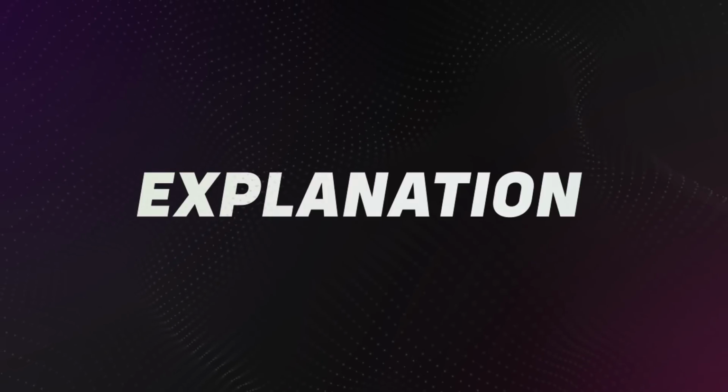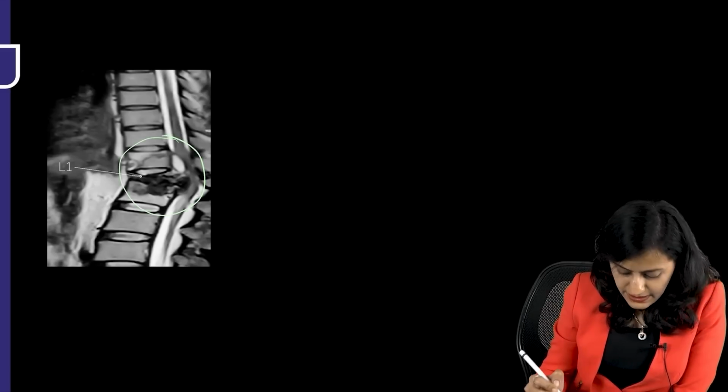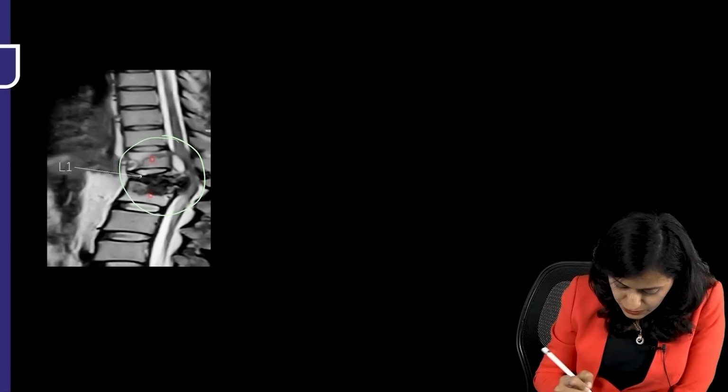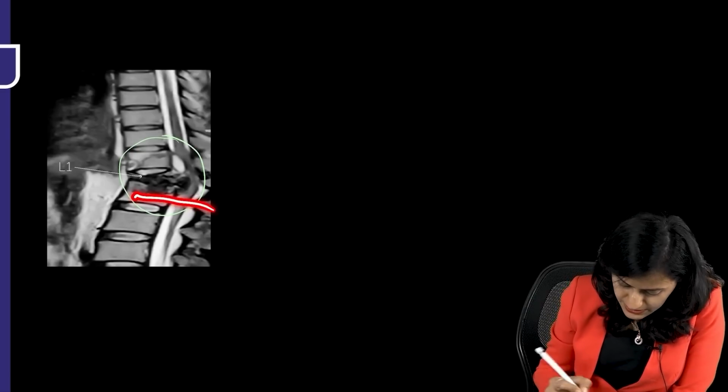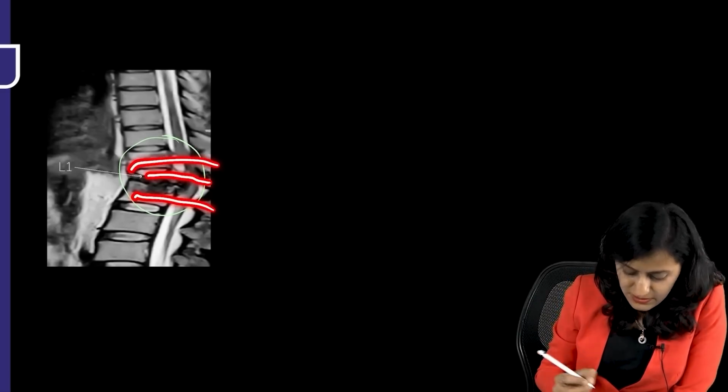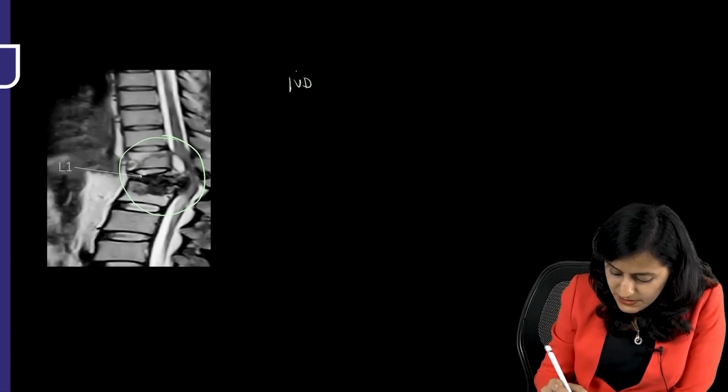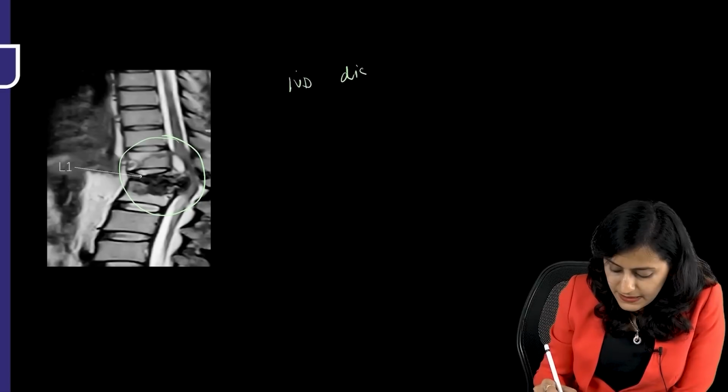Here's the explanation. This is the abnormal area that we are seeing here. It is not just one vertebra, there are 2 vertebrae involved with the intervertebral disc also gone here. More than even 2 vertebrae are involved. This is the 1st vertebra, the 2nd vertebra and the 3rd vertebra. That means the intervertebral disc is also involved.